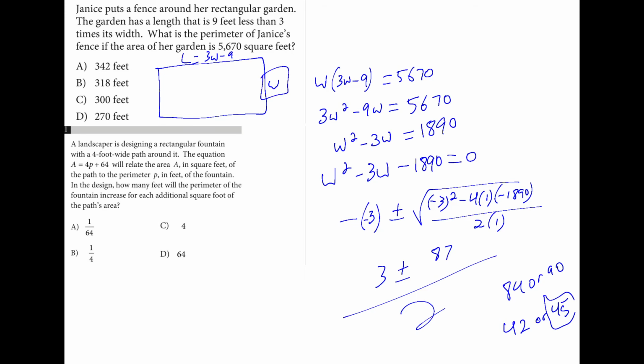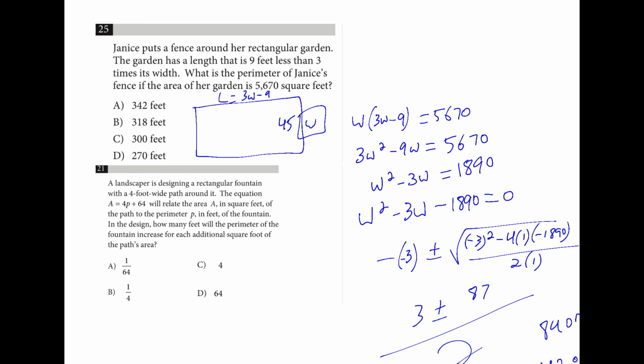They want to know the perimeter then. So if this is 45, and this other one is 45 times 3 minus 9, 126. Our answer is 342. You just double the length and the width.